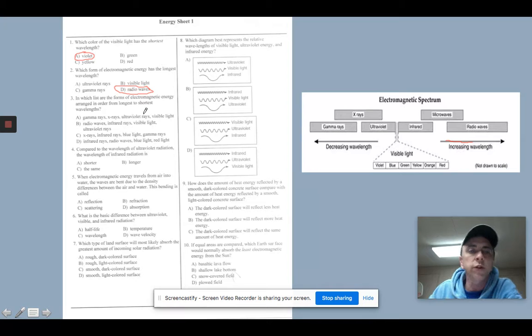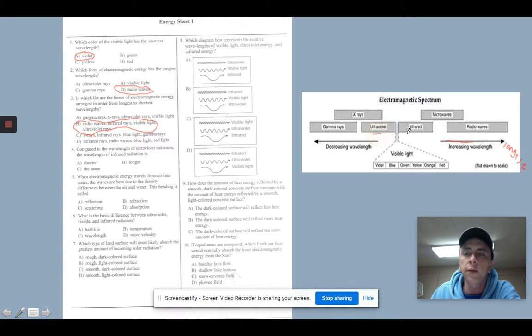And number 3, in which list are the forms arranged in order from longest to shortest? I don't know if you remember, but we did label this side longest. I'm doing my best to write with a computer animated pen. Not going great. Okay, that's the longest. So you got to look for which choice actually goes from left to right, and that would be choice B, radio waves, then infrared, and then ultraviolet in order. Oh, visible light right here as well. Infrared, visible light, ultraviolet.